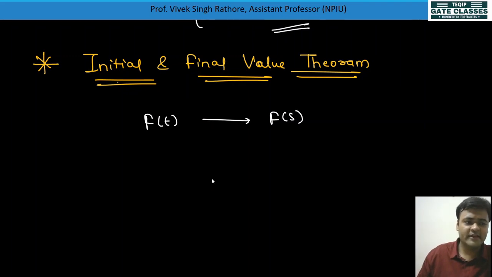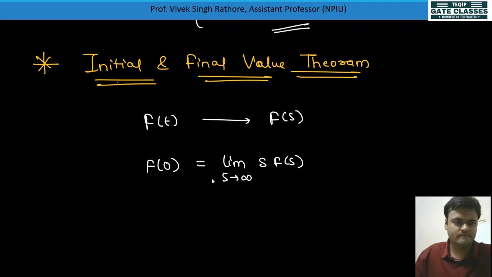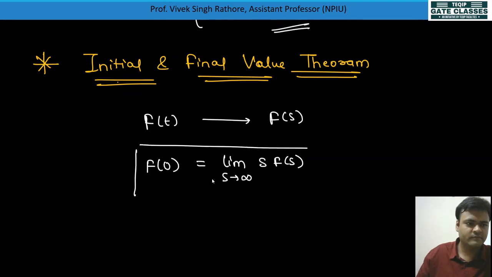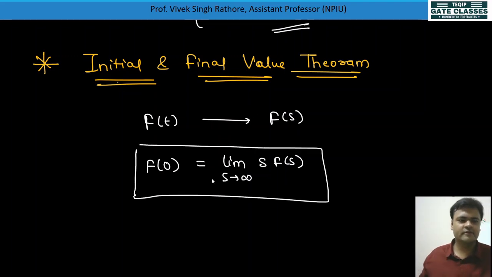If we need to calculate the initial value, that is f of 0, it can be calculated as the limit of s tending to infinity of s times f of s. So this is the condition for the initial value: limit s tending to infinity, s of f of s.